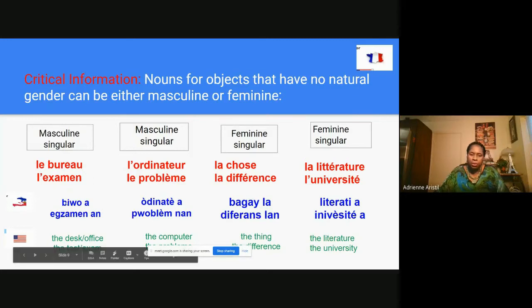And for Creole: bureau, examen, ordinateur, problème nan, bagay la, différence nan, littérature, université. The equivalence is at the bottom. Le bureau is the desk.